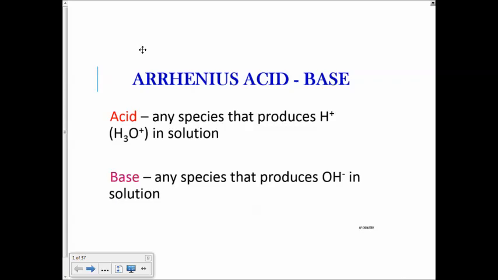Arrhenius definitions of acids and bases. Any species that produces hydrogen or hydronium, which is H3O plus, in solution is going to be considered an acid. And according to this definition, any base will consist of anything that will produce hydroxide ions in water. This is the most basic of the acid-base definitions.